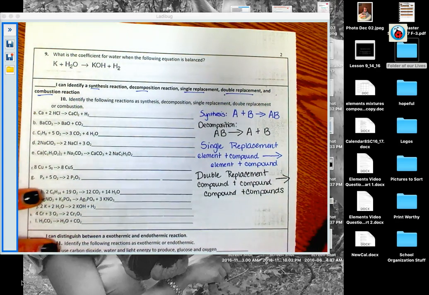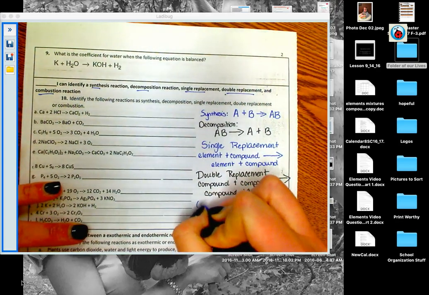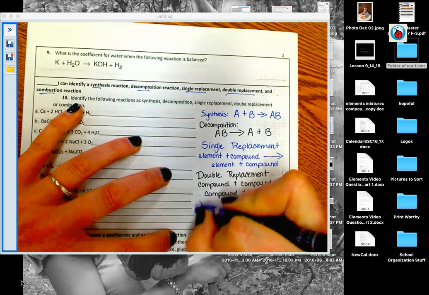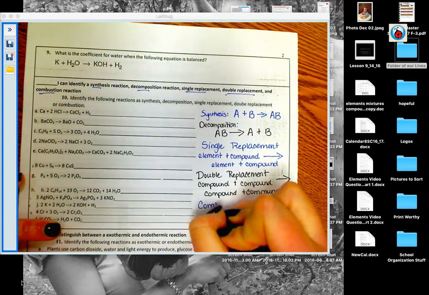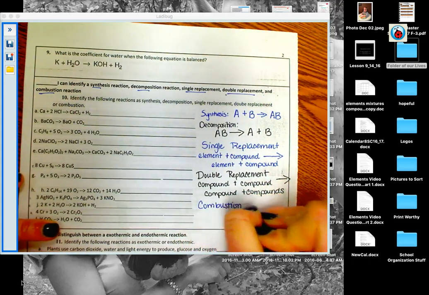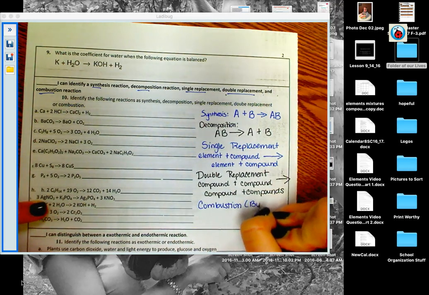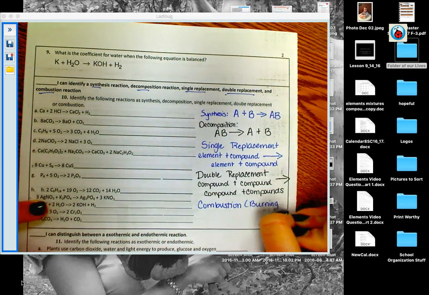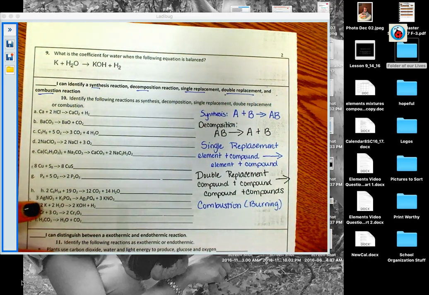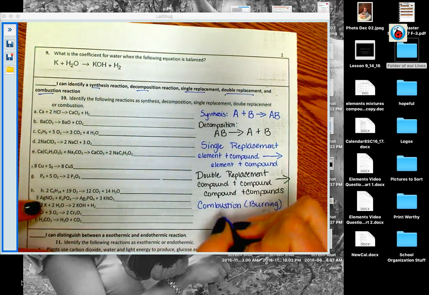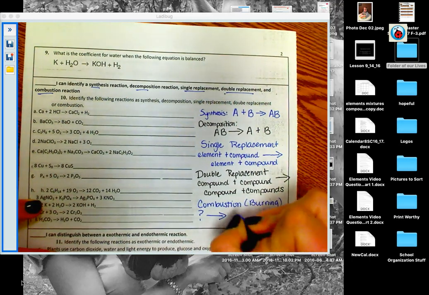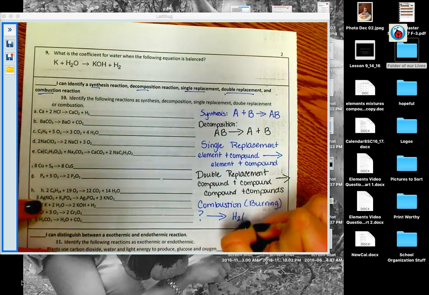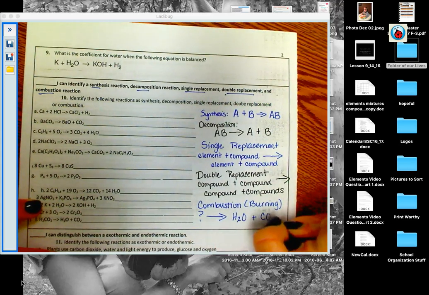And then finally, my favorite is combustion. And this is really a fancy way to say that something is burning. Okay, and I like them a lot because they're super easy to identify, because every single time that something combusts or something burns, after the reaction, whatever's over here is fine. After the reaction, you end up with a combination of H2O and CO2.